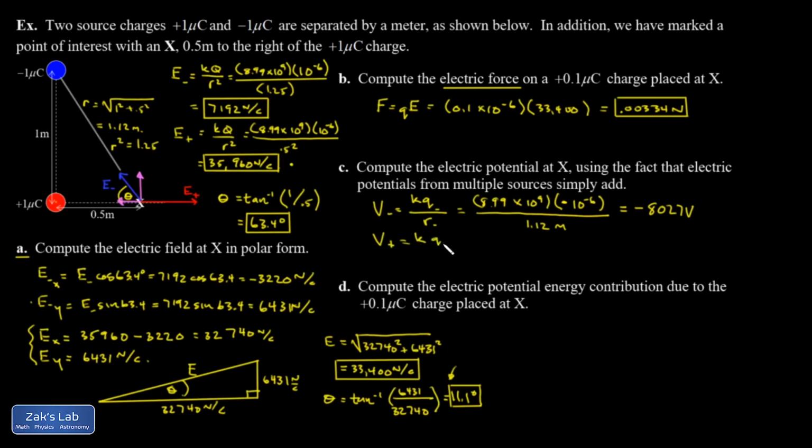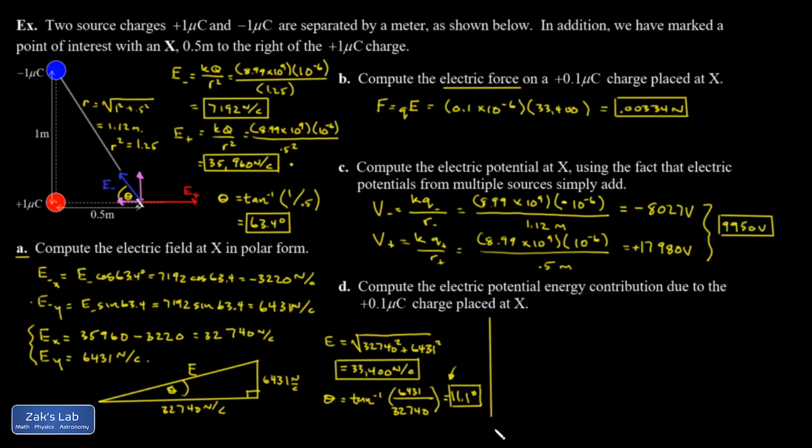Then I look at the contribution from the positive charge. That'll be KQ plus over R plus. So 8.99 times 10 to the 9. The charge was positive 1 microcoulomb, and the distance to the point of interest was 0.5 meters. And I get plus 17,980 volts. If I add these two quantities, I get that the total potential at the point of interest is 9,950 volts.